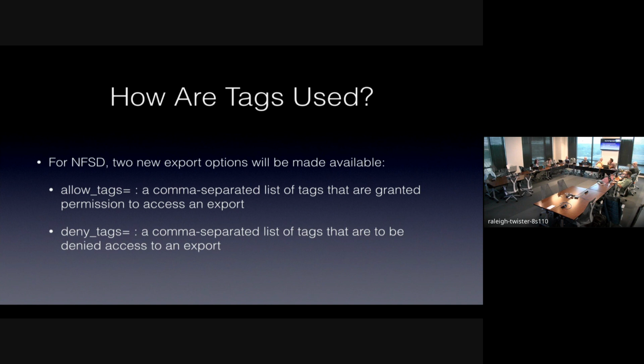Go ahead. So if you have an allow and not a deny, is there an explicit deny? I think there's a precedence thing that has to be defined. So I think the deny tags are looked at first, and then the allow tags. If there's no deny tags list, then only the allow tags are looked at. So there's like an explicit deny all, and then allow. I guess that's the way it would behave. Yeah. Okay.